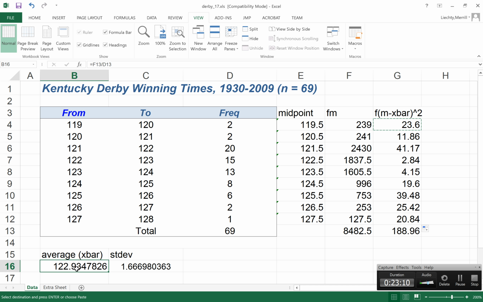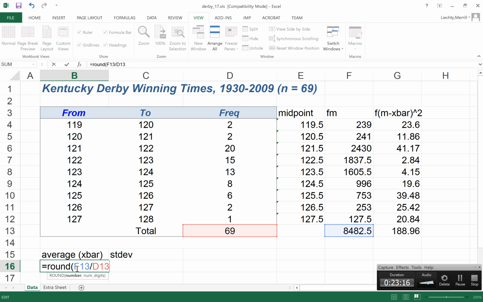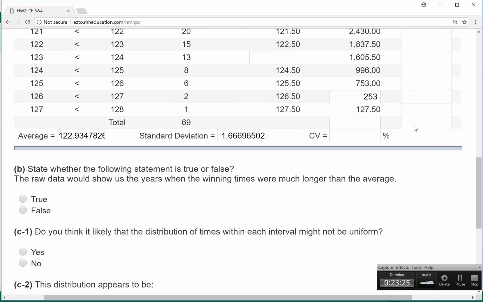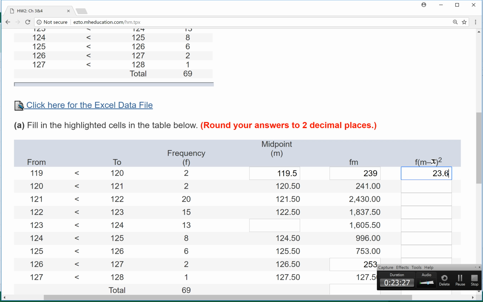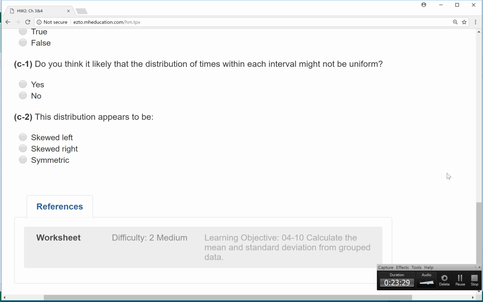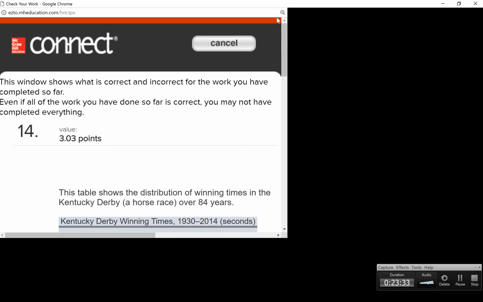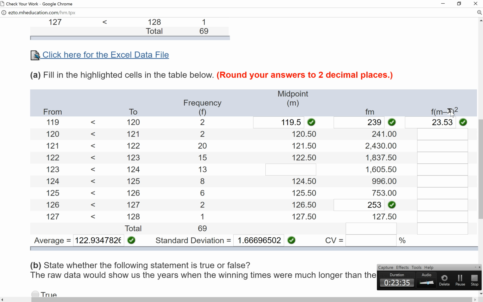So I got to come back over here now and put the round function in. Round that thing, comma, 2 decimal places. And look, that changes it to 23.53. So now when I come back over here and I put it in one more time, I should get it right this time. And look at that, I did.